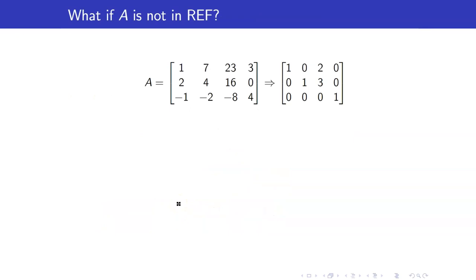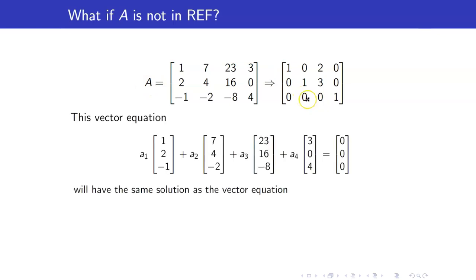What about if the matrix is not in row echelon form? This is in row echelon form. It came from this matrix. This time around, my A is no longer the one in REF. However, it is row equivalent to our original matrix. Notice that this vector equation here, what is this vector equation? This is testing for linear independence, correct?